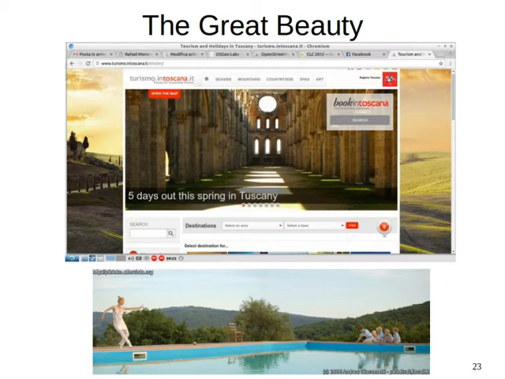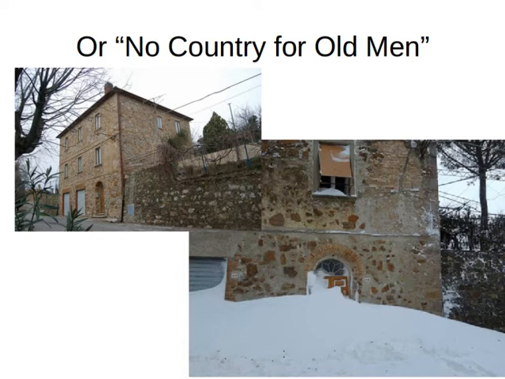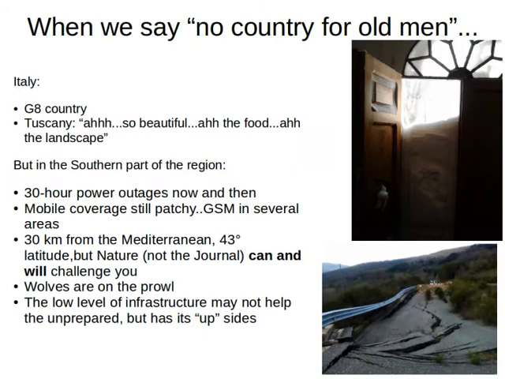This is my house in Tatti, which during the spring, but the photo is not in the spring, in the winter you can get snow like this covering the door. So could be the great beauty or no country for old men. And this is reiterated by the fact that while Italy, again, is a powerful country, we're in the G8 group of strongest economies, Tuscany is beautiful, the food is great, the landscape is breathtaking, etc.